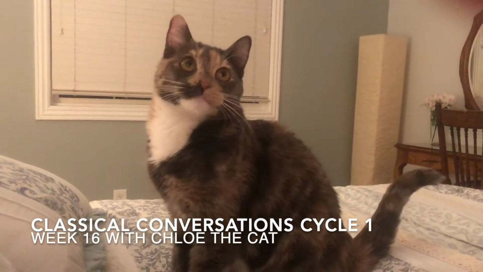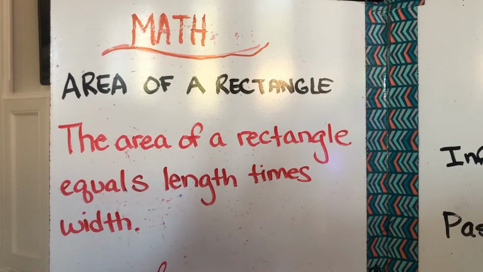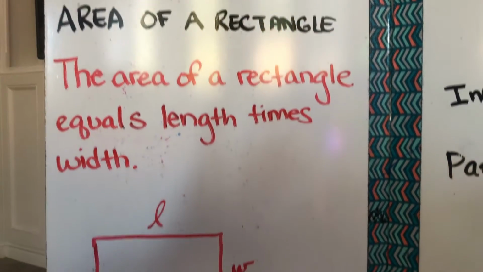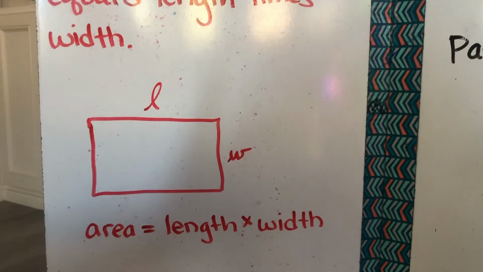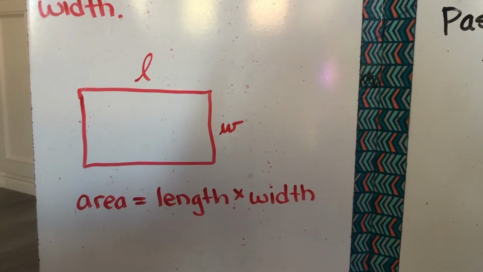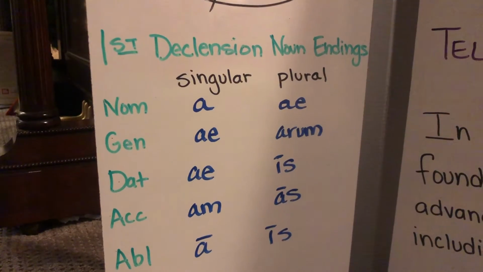The area of a rectangle equals length times width.